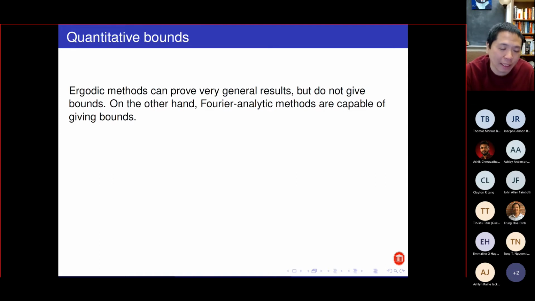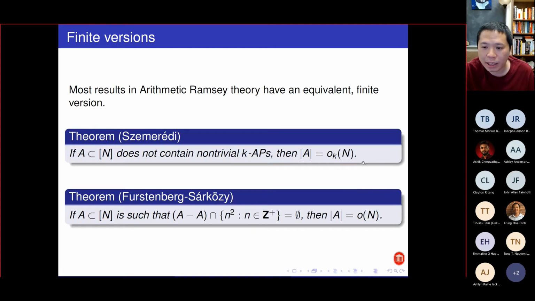So we have seen multiple approaches to these theorems. Ergodic methods can prove very general results, but on the other hand, they do not give bounds. Fourier analytic methods, on the other hand, are capable of giving bounds. And what do I mean by giving bounds? I have concrete shapes of these numbers, like ln O of n.